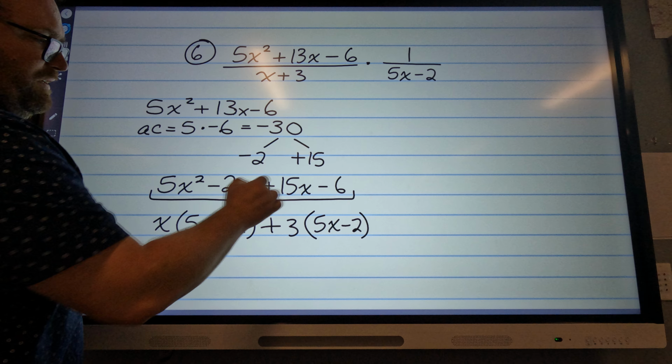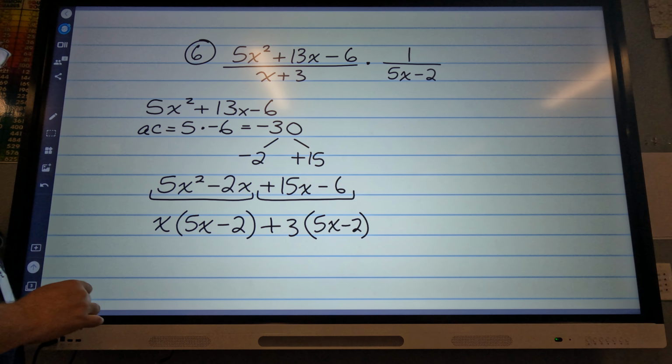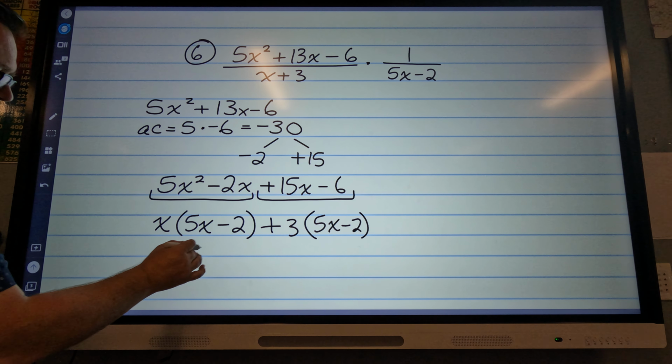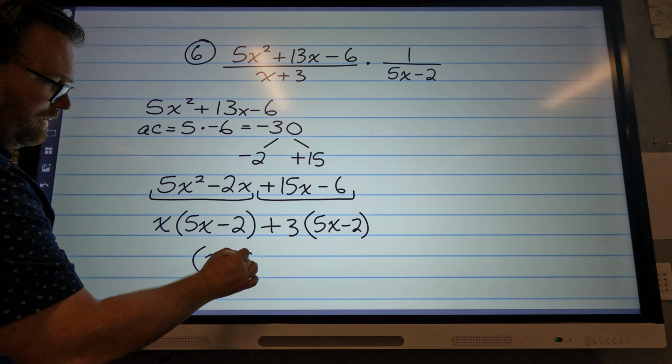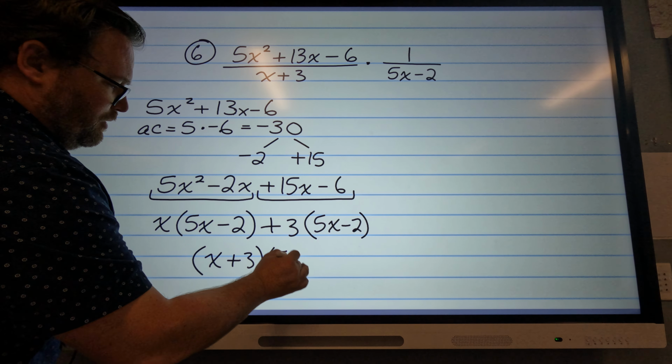And then I'm going to factor by grouping. So the first two terms, I could factor out an x. So it would be x times (5x − 2). So our common binomial is going to be (5x − 2). And 3 times 5x will be 15x, and 3 times negative 2 will be negative 6. So my factored form is going to be (x + 3) times (5x − 2).